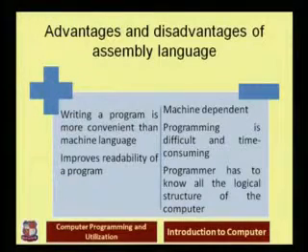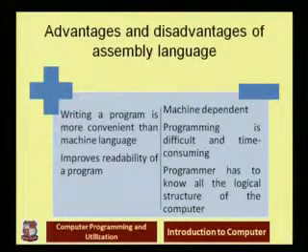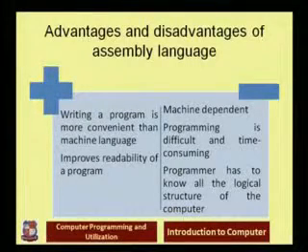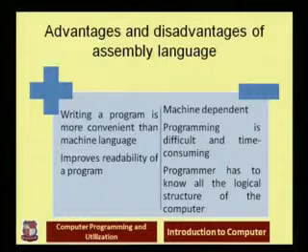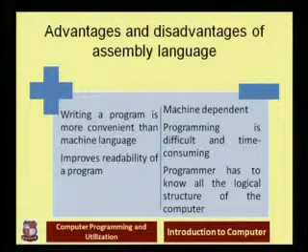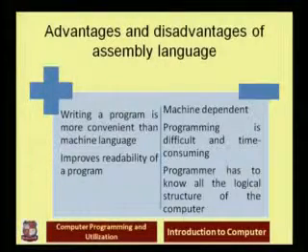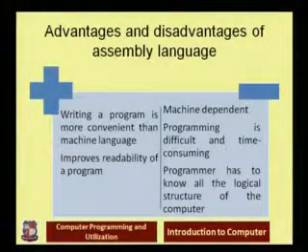The second advantage is that it improves the readability of a program. When we compare machine code and assembly code, assembly code has better readability, because machine code is written totally in ones and zeros, while mnemonics are used in assembly language, so it improves readability in such a manner.